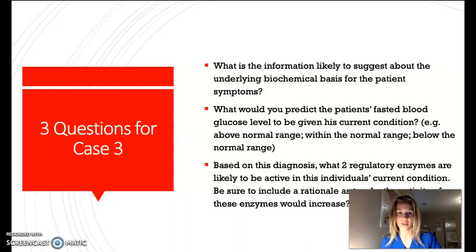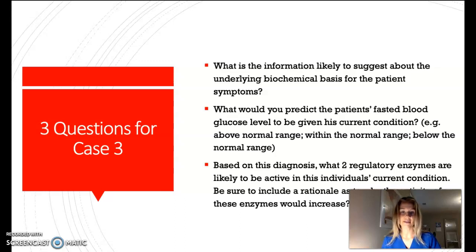Second question is, what would you predict the patient's fasted blood glucose levels to be given the current condition? Above normal range, within normal range, below normal range. I responded by saying, the patient will have extremely high levels of glucose immediately post-fed state due to his inability to move glucose intracellularly. However, because glucose will not be transported into the cells to be used for energy and storage, during a fasting state, this young patient will have very low levels of glucose because there will be no storage to draw from during a fasting state.